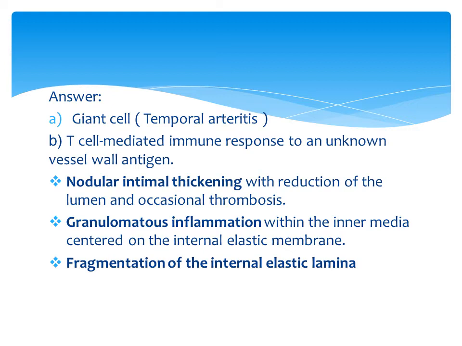So the answer of question C, in which they are asking about the microscopic features. In giant cell or temporal arteritis, which is a granulomatous vasculitis, there is nodular intimal thickening with reduction of the lumen and occasional thrombosis. There is granulomatous destruction of the vessel wall with infiltration of the tunica media with Langhans cells or foreign body type giant cells, lymphocytes and plasma cells, and there is fragmentation of the internal elastic lamina. You can also draw the histological picture that is mentioned in your Robbins. So this is question number 5.